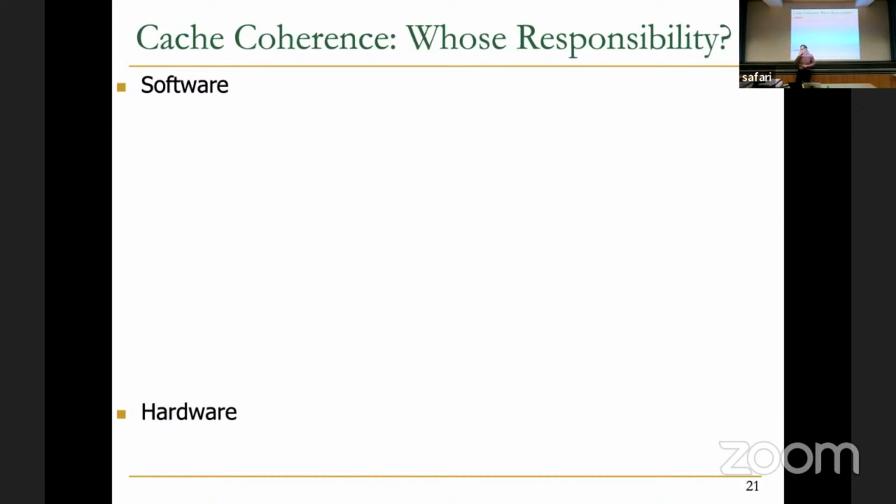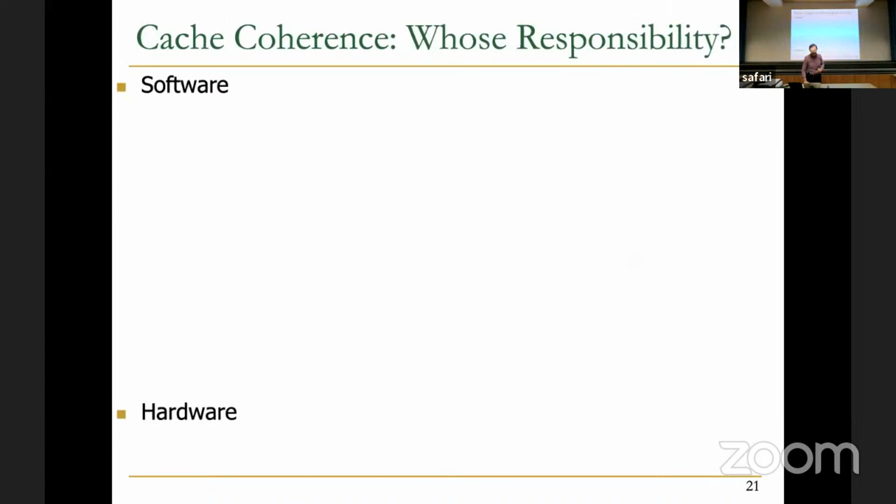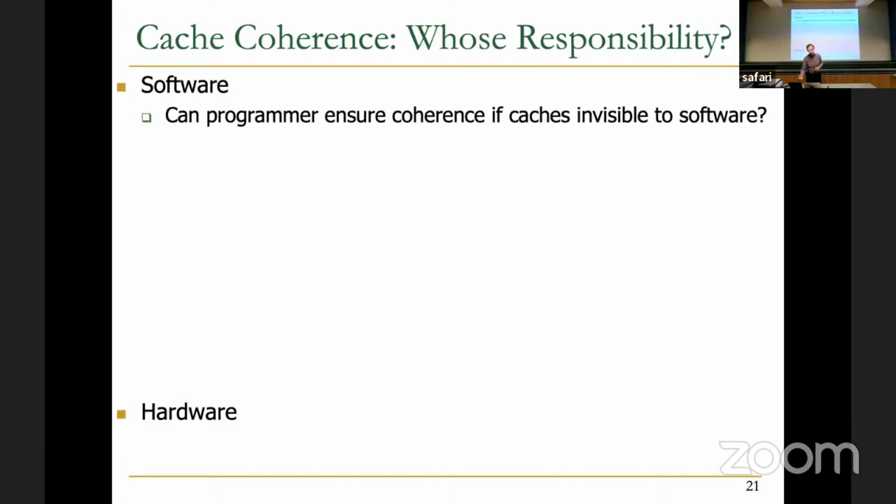Okay, then the question becomes, who should really make sure that this processor 2 doesn't load 1000, doesn't load the wrong value from the cache, basically? Okay, we're going to briefly discuss software approaches and dismiss them, because this is very hard for purely software approaches. Software-hardware cooperation may be possible and may be desirable in the future, but it makes programmers' life tougher. We're going to talk a lot about hardware approaches later on. So basically, the key question with software approaches is, can the programmer ensure cache coherence if the caches are invisible to software?